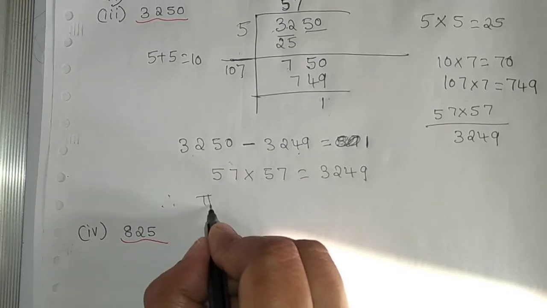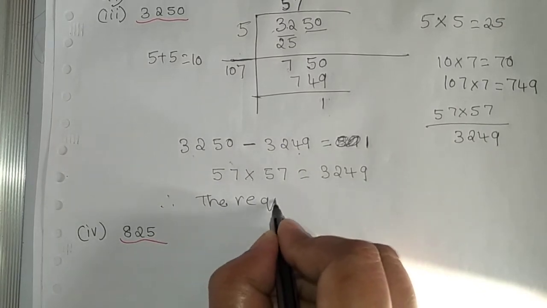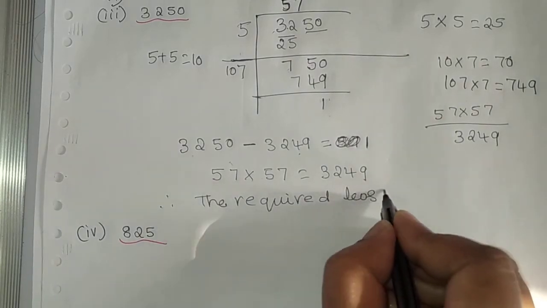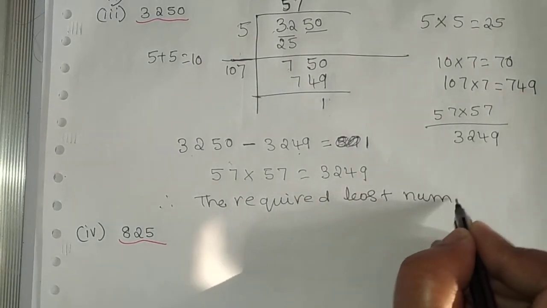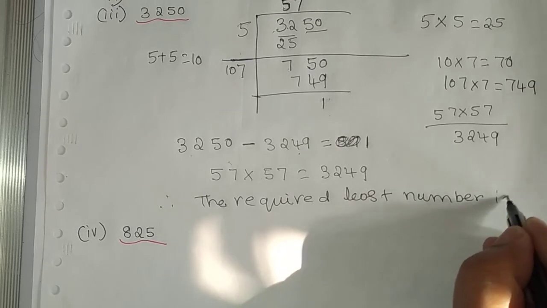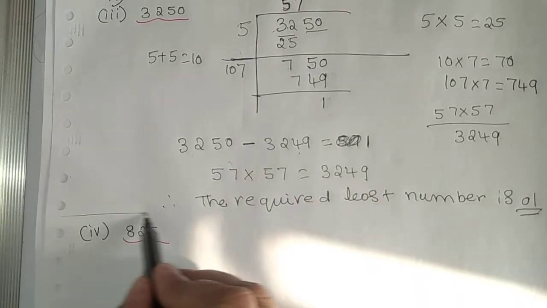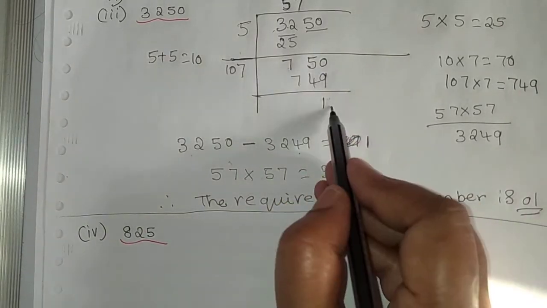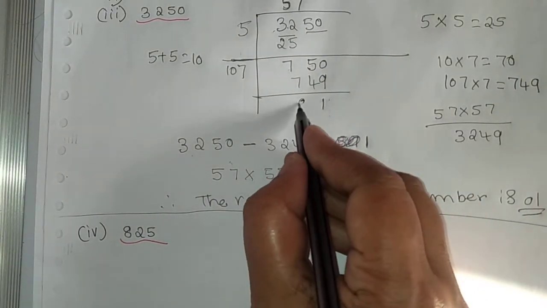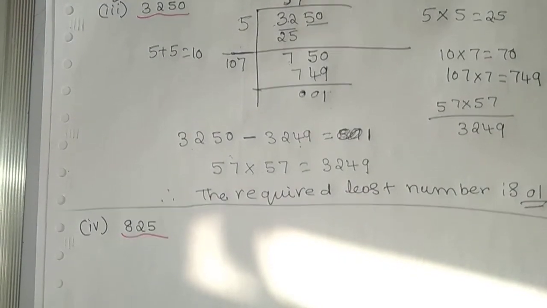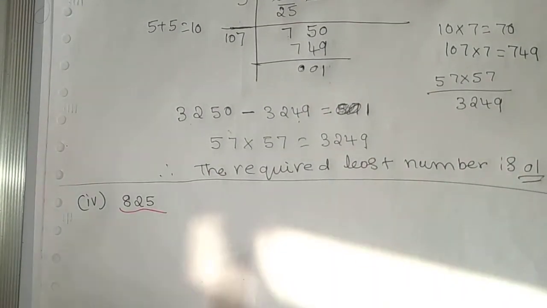The required least number is 0, 1 or 1. This is the solution. That is, minus these two, we are getting the remainder, that is 1 or 0, 0, 1 or 1, everything is the same. So this is the answer.